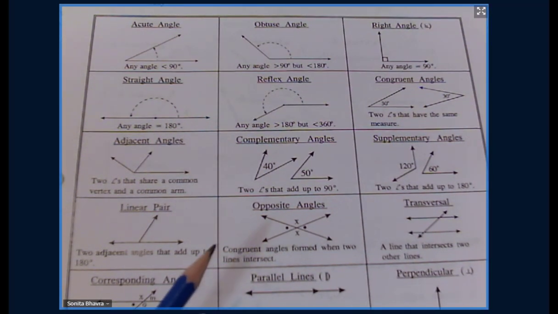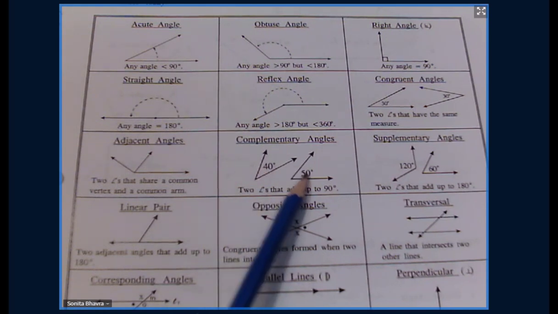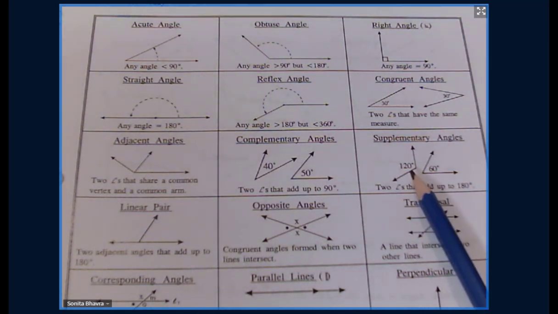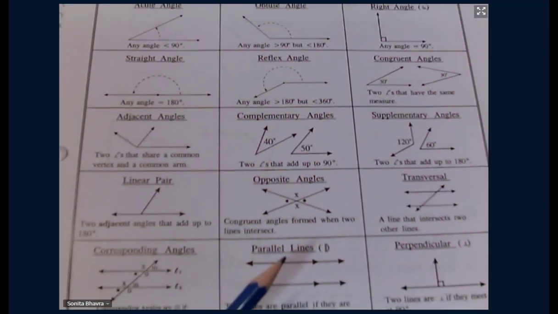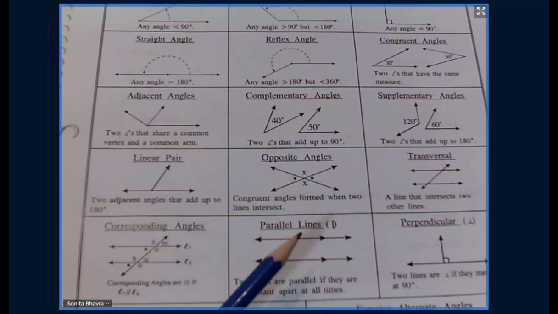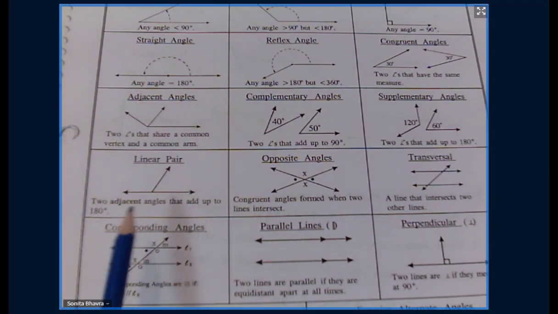Complementary angles are two angles that add up to 90 degrees. So 40 plus 50 here are complementary because they add up to 90. 40 plus 50 is 90. And then supplementary are two angles that will always add up to 180 degrees. Okay, so in this example, 120 plus 60 gives me 180 degrees. Okay, a linear pair, two angles again that are adding up to 180 degrees. So the angle here and angle here are going to add up to 180.